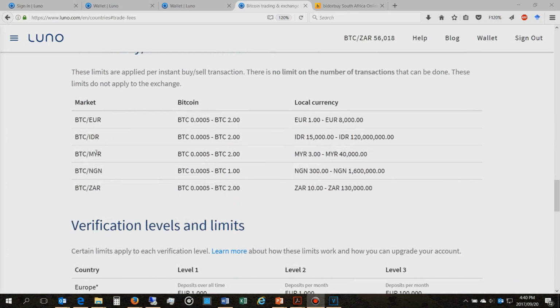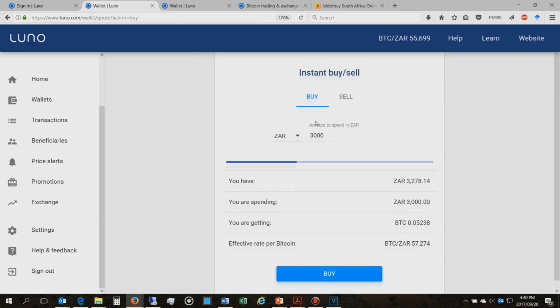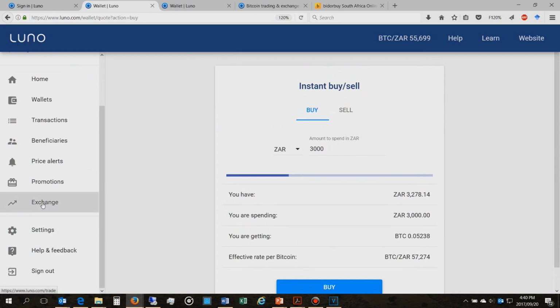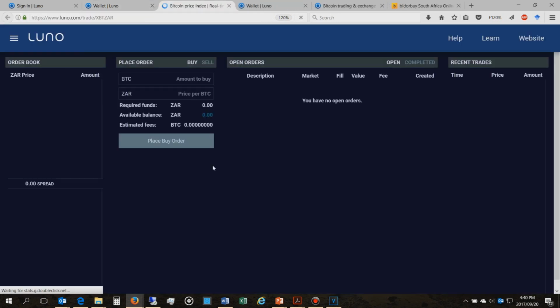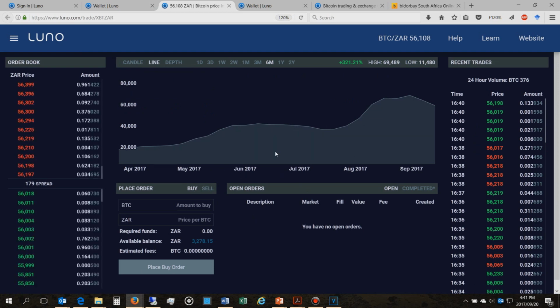If you do a lot of trading, you don't really want to be paying fees all the time. And how do you get around paying some of those fees? Is to actually not use this instant buy and sell, but rather to trade on the exchange. I will get into this exchange now, and there is a way to do this. I will comment on it now.